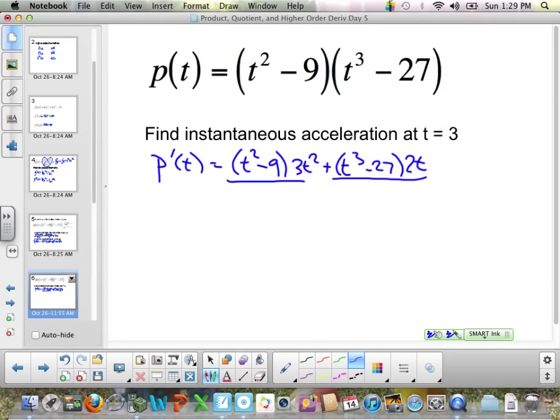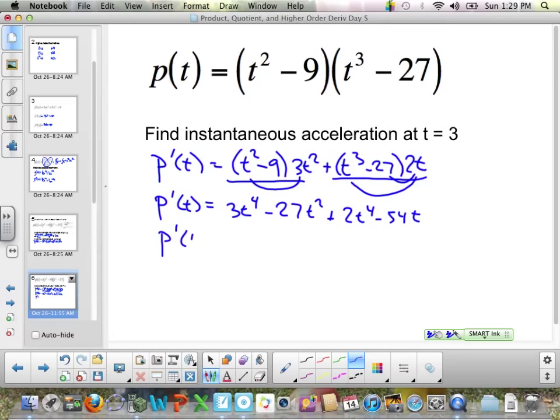So let's just distribute. p prime of t, or velocity, equals 3t squared times t squared is 3t to the fourth minus 27t squared. Distribute there. 2t to the fourth minus 54t. Now we can clean this up a bit. 5t to the fourth minus 27t squared minus 54t.